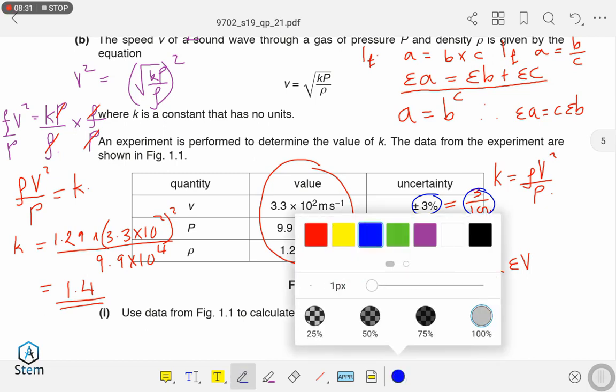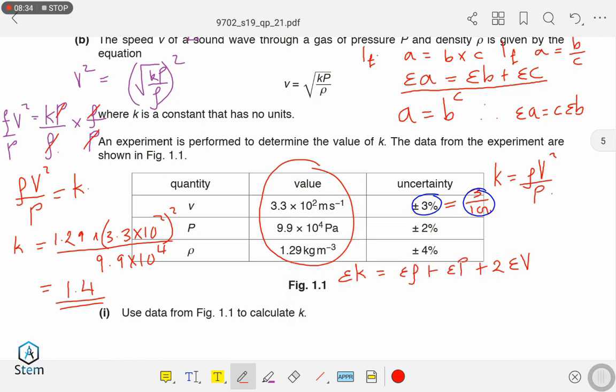Let me pick my bright color there. I think it is easier to see red.